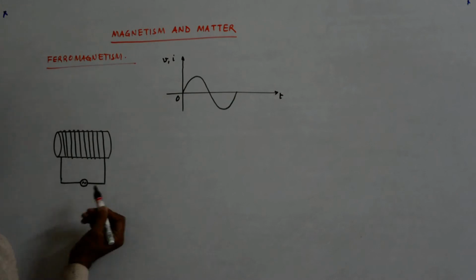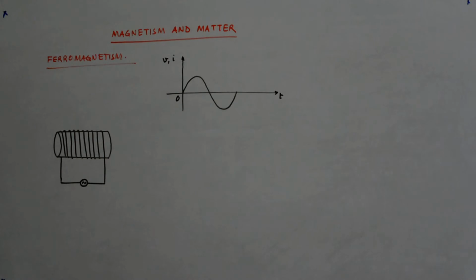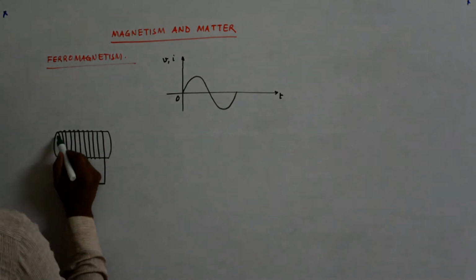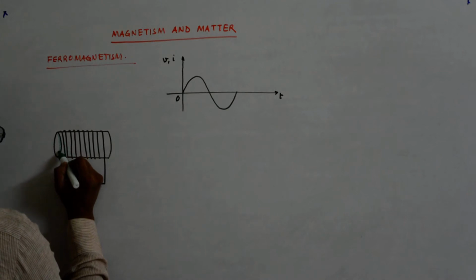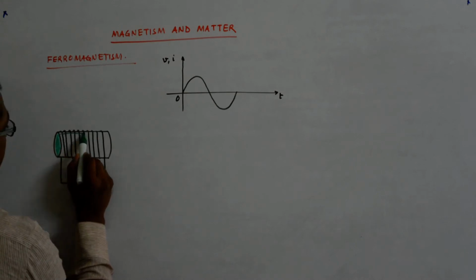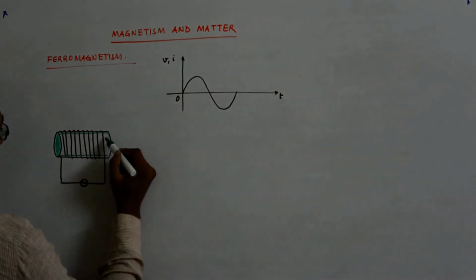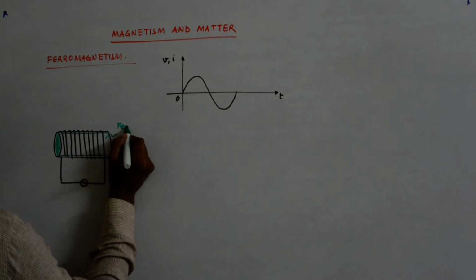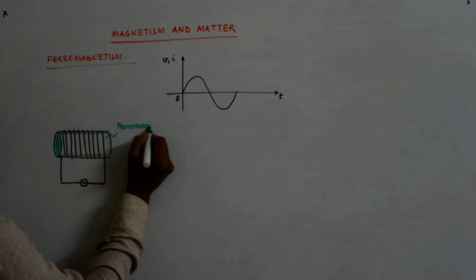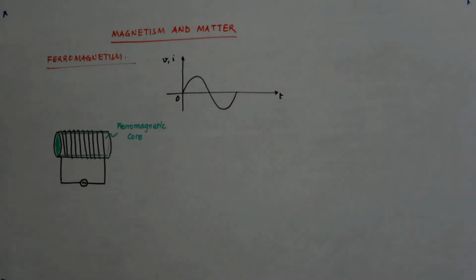The symbol for AC is like that, and inside this I put that ferromagnetic material, okay, which fits into this completely. Okay, so I put that into this. So this is a ferromagnetic core. Fine.